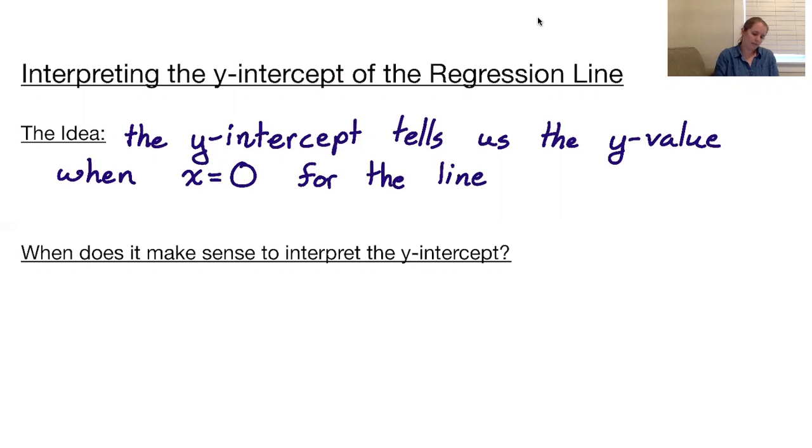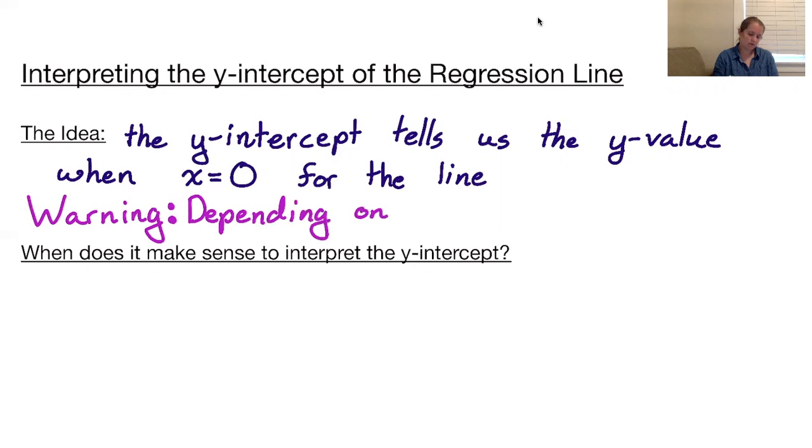A brief warning. It may not make sense in the context of the problem. So that doesn't mean the line is wrong. It's just we shouldn't interpret that part of the line. So depending on the context, it may not make sense to interpret.